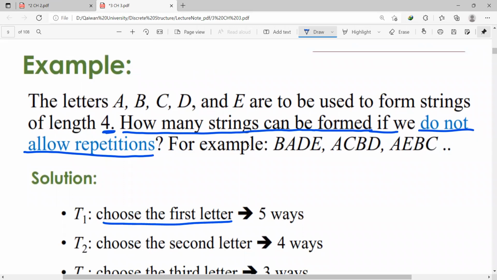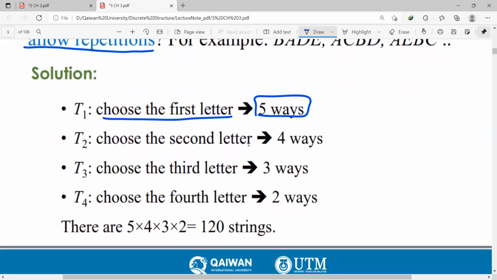Look, to choose the first letter, we have 5 ways. In the box, we have 5 letters. After choosing the first one, this letter cannot be used again. That means we remove this letter from the box. And then for the second letter, we have 4 ways. Why? Because now we have 4 letters in the box. And so on for 3 and 4 letters.